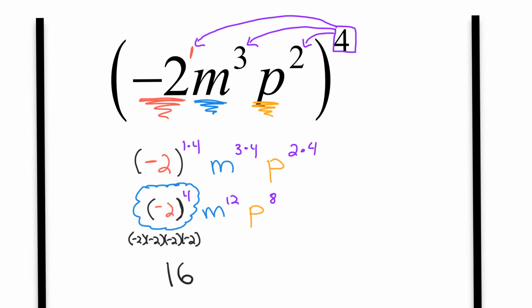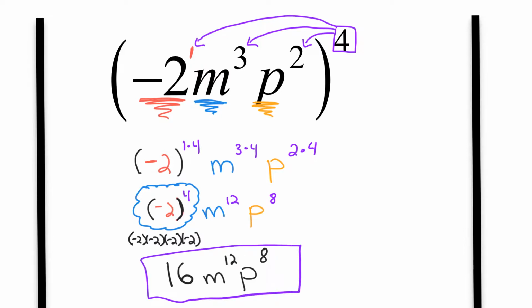Now the next one is going to be m to the 12th power. You guys cannot simplify that. And p to the 8th power on the last one. So my answer here is 16 m to the 12th power, p to the 8th power.